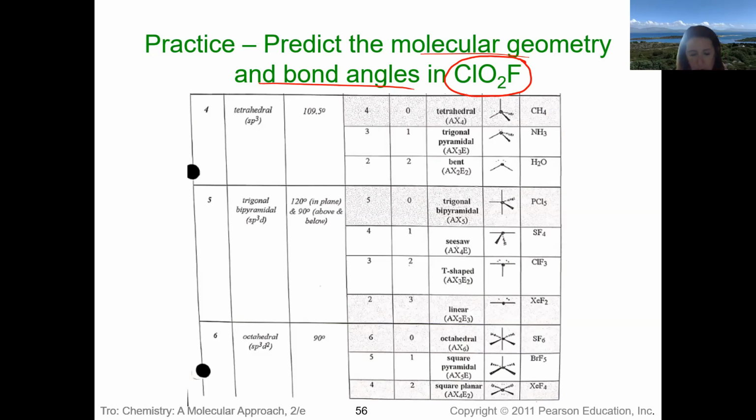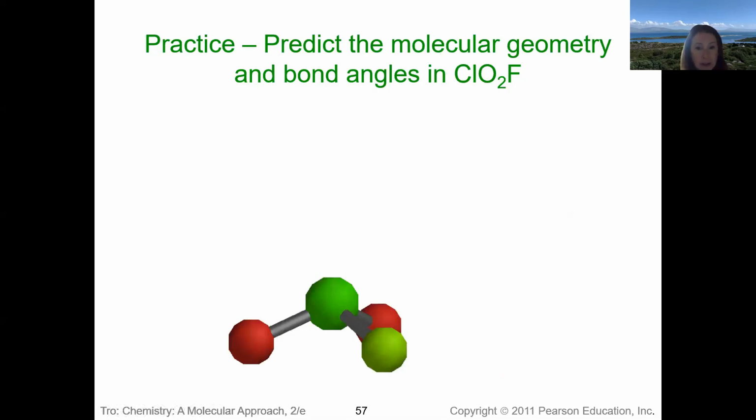Okay, so I'm seeing a few of these. All right, so we have ClOF2. The first decision we have to make is who goes in the middle. Somebody goes in the middle here, so it's Cl, O, or F. Remember, the least electronegative element is going to go in the middle. So chlorine is going to go in the middle.